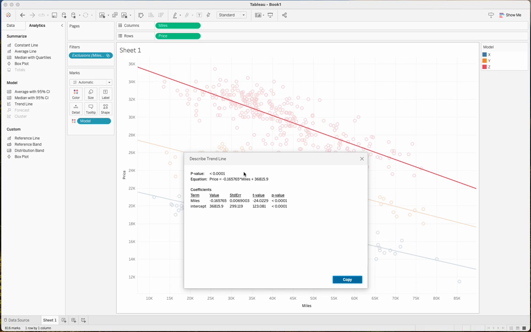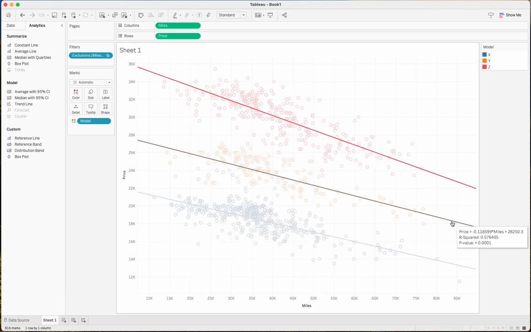So every additional mile reduces the price on the car by 16 cents. And then we have the coordinate on the y-axis, the intercept of the y-axis. So this holds true for Z model cars. You will notice if you hover over it, it holds true for Y model cars as well.